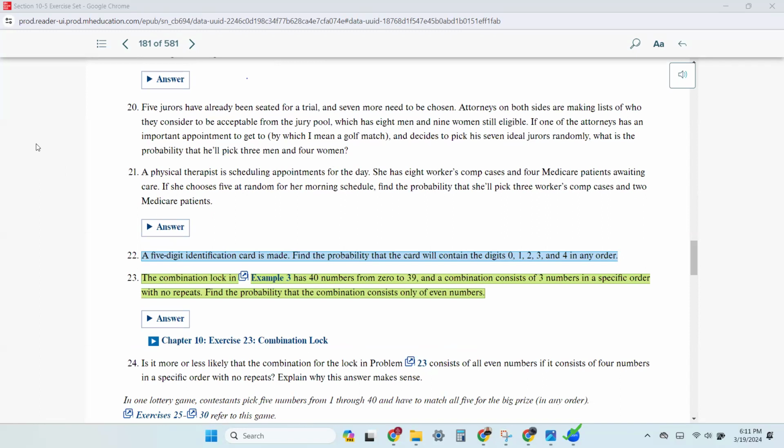Number 22. A 5-digit identification card is made. Find the probability that the card will contain digits 0, 1, 2, 3, and 4. All right, so before we start doing any calculations, let's see if we can figure out what this is asking for.